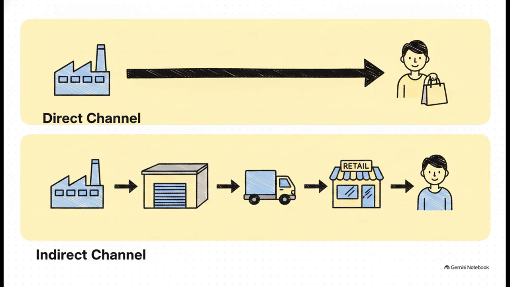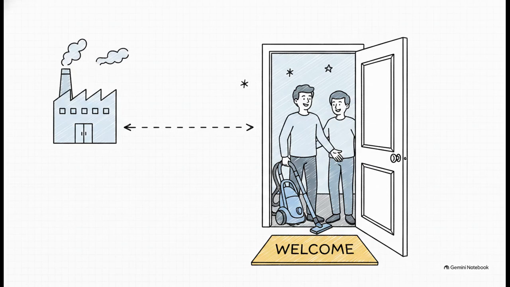The first is a direct channel, sometimes called a zero-level channel, where there are absolutely no middlemen between the producer and the consumer. The second is an indirect channel, which uses various combinations of agents, wholesalers, and retailers to keep the product moving along. A really fantastic example of a direct channel is Eureka Forbes. They're super well known for selling vacuum cleaners and water purifiers directly to consumers.